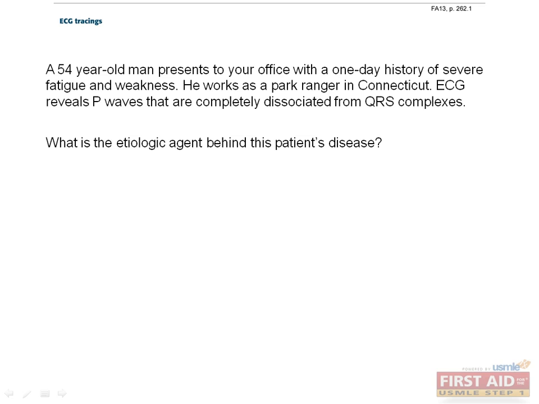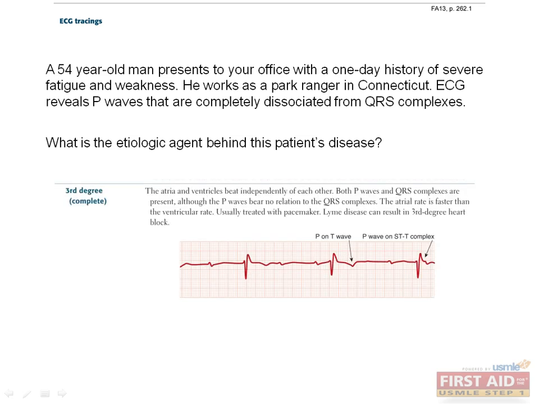This is a bit tricky, but if you said Borrelia burgdorferi, you're right. The EKG findings here are typical of third-degree AV block, which can be caused by many things, but one of them is Lyme disease. When you see that this patient works outdoors in Connecticut, you should immediately jump to Lyme disease, and the causative organism in this case is Borrelia burgdorferi.